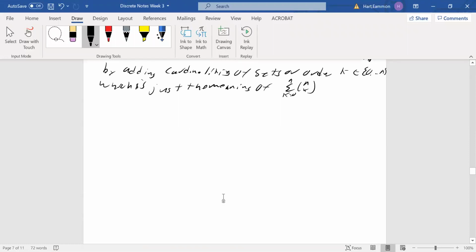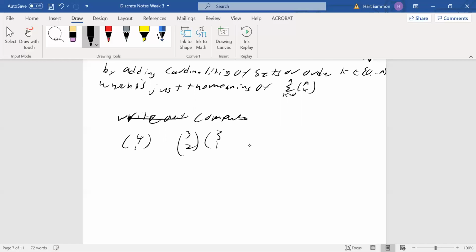And it'll be good for you just to run through some computations. So write out or compute 4 choose 1, 3 choose 2, 3 choose 1, 4 choose 2, 3, and 5 choose 3. So compute those.